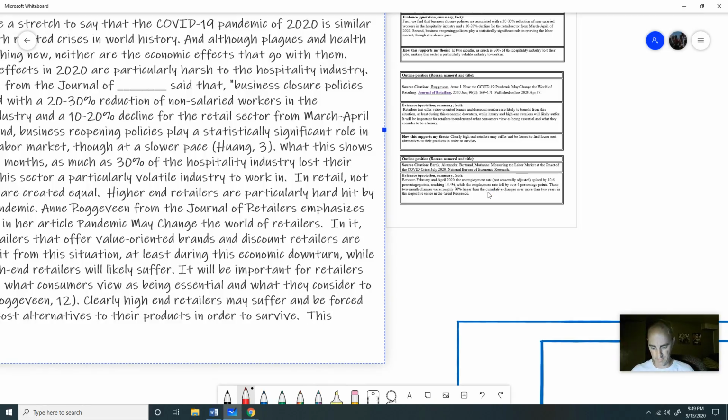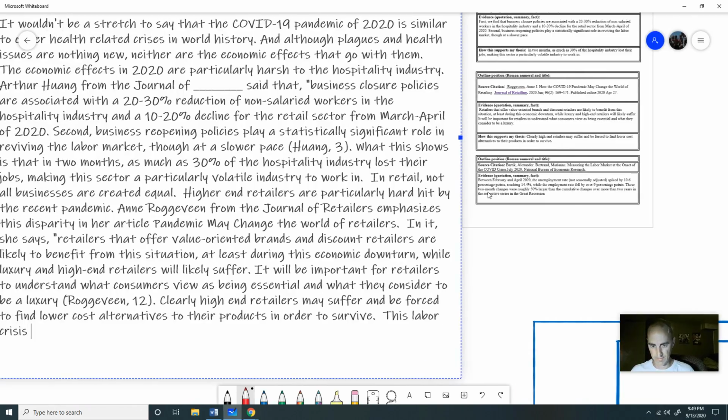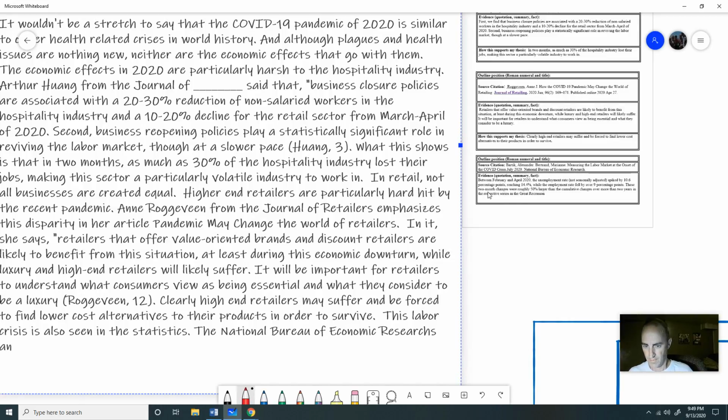My point here will be that this labor crisis is also seen in the statistics from the National Bureau of Economic Research, which has indicated that the problem is dire. Okay. Now I'm going to go, so there's my point.